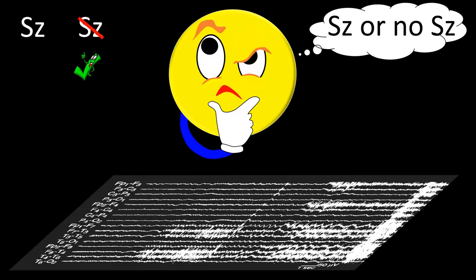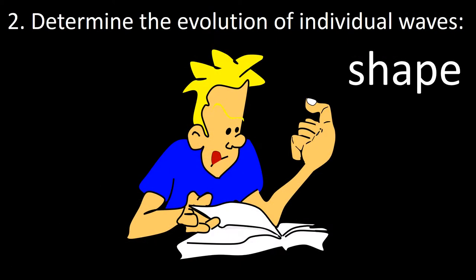But still, we will consider the possibility that this activity is seizures, and therefore we will go on to the second step. In the second step, we determine the evolution of the shape of the individual waves within the rhythmic activity. The individual waves of an ictal epileptiform rhythm, for the most part, maintain their shape, and when they change their shape, these changes are rather small and gradual.